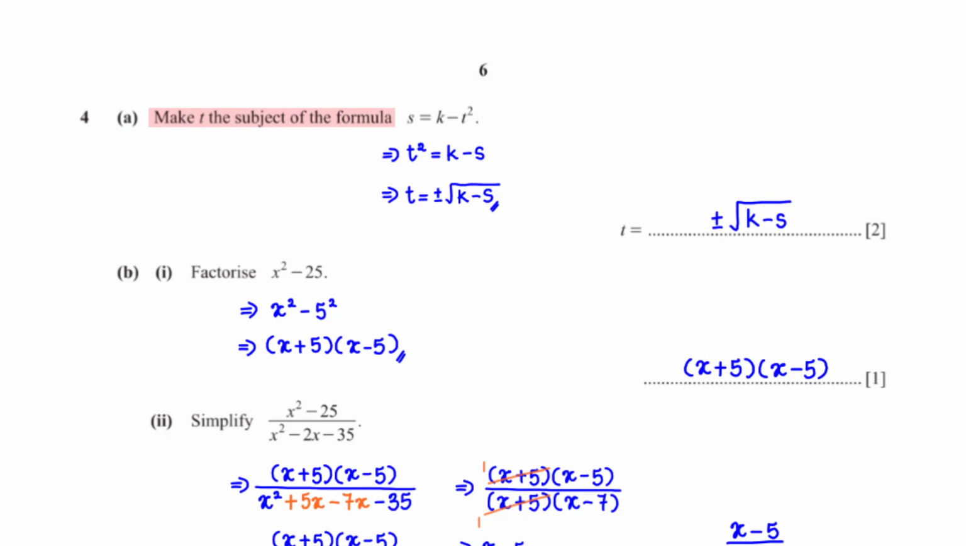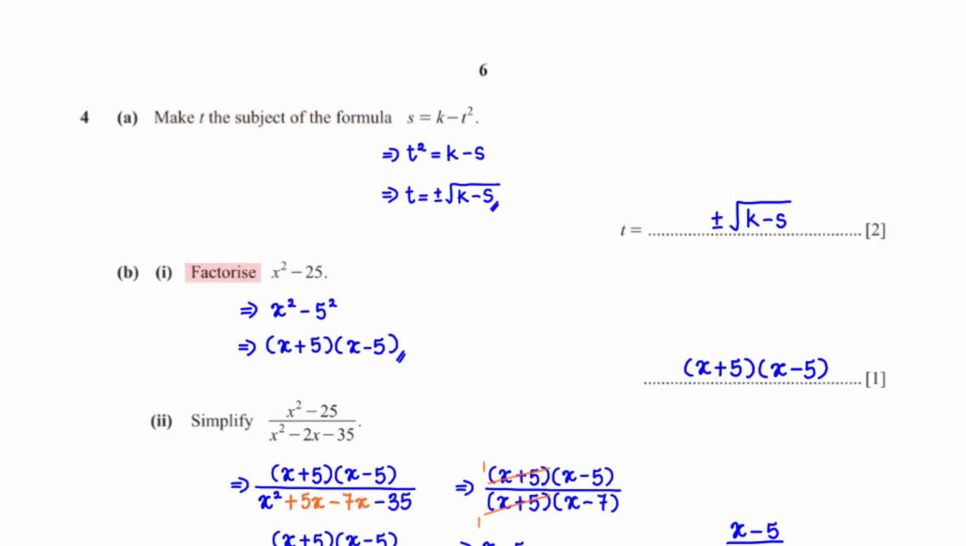Make t the subject of the formula s equals k minus t squared. When we make t squared the subject, we have t squared equals k minus s. To make t the subject, we take the square root of both sides. This gives us t equals plus or minus the square root of k minus s.